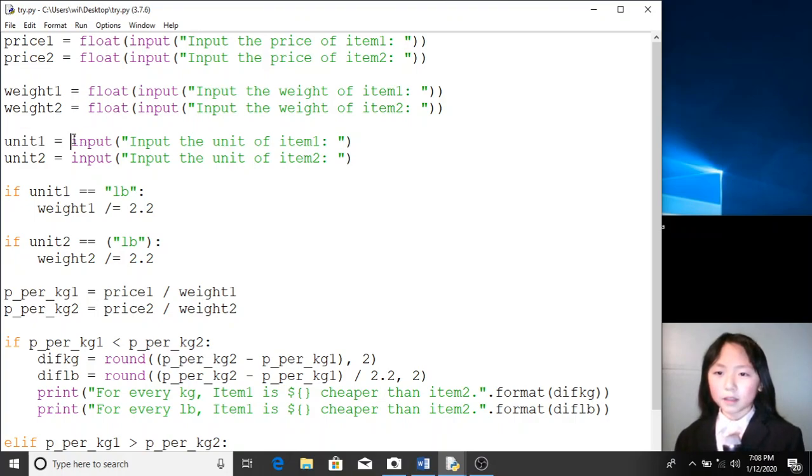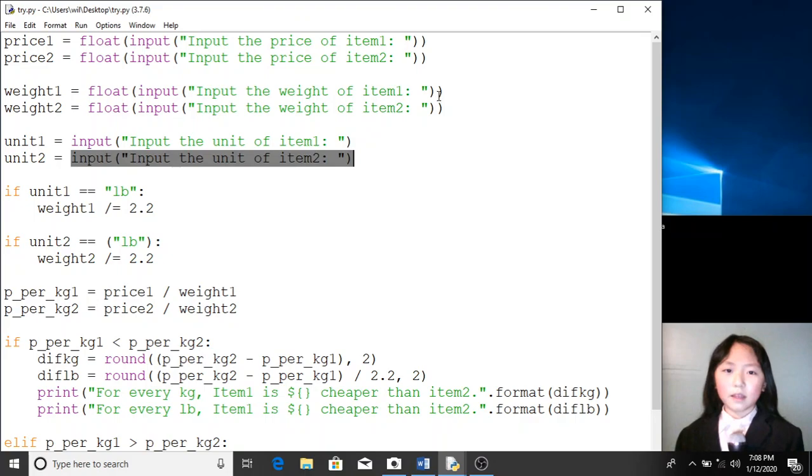We need to find out what unit the user is putting in. So here we let the user input the unit of item 1, so the unit of the weight. And here we let the user input the unit of item 2. For example, maybe it's kilos, maybe it's pounds. Now we want to convert each weight into the same unit. And I decide to convert them to kilos.